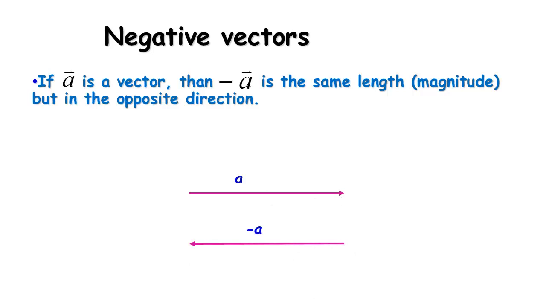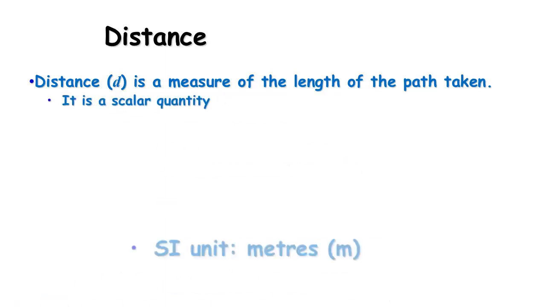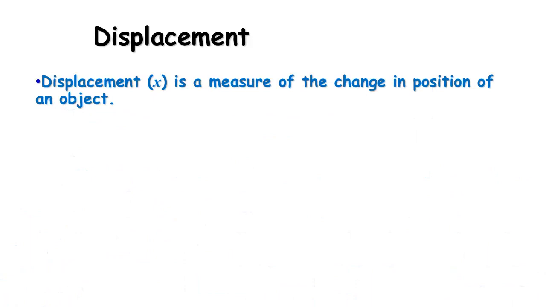Now that we've defined a couple of things about vectors, I want to put them into context of an example by looking at distance and displacement. Distance is probably easiest to describe as the length of a path taken. However far you've moved, that's the distance. It's a scalar quantity, and the SI units are meters. Similarly, displacement is also a quantity that we measure in meters, but it's a vector quantity and it's a measure of the change in position of the object.